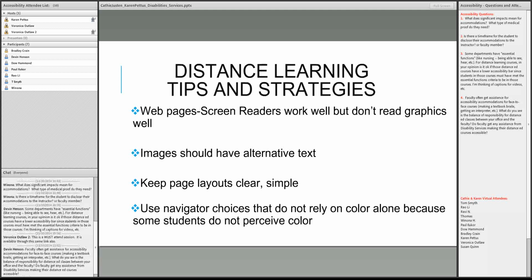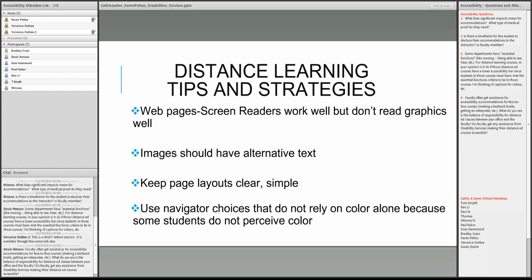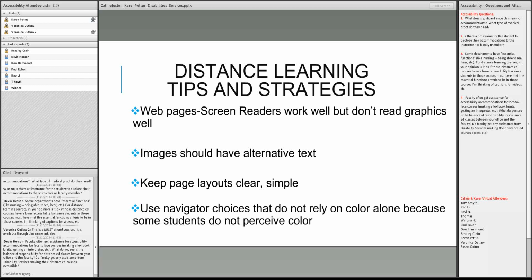You want to make sure your page layouts are clear and simple. I like a lot of white space so that my eyes can focus on what I need to do, and I can read faster that way. And be careful about using a lot of color, because we do have students who are colorblind and they may not perceive the color, and sometimes the color just looks different on different computers. So you want to make sure that there's good contrast there as well.